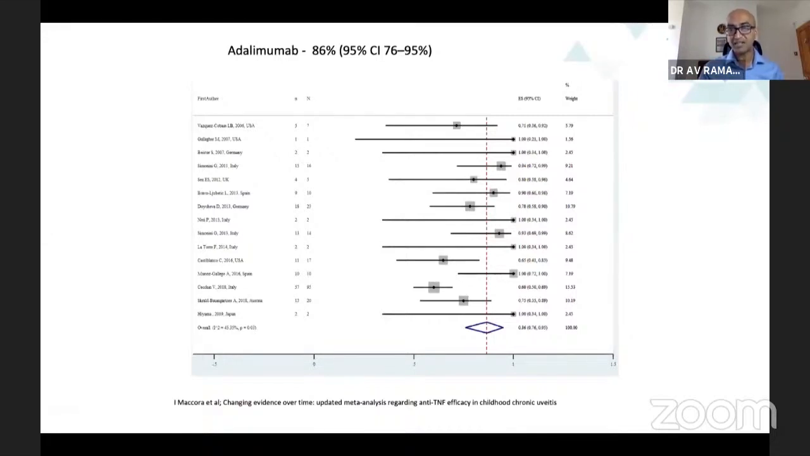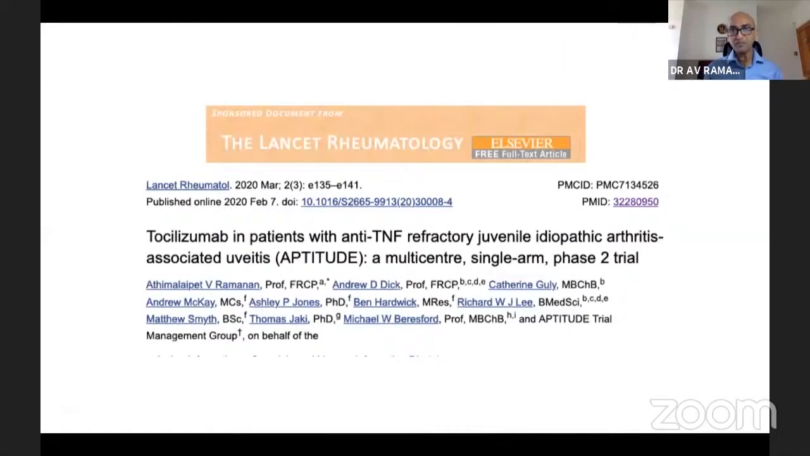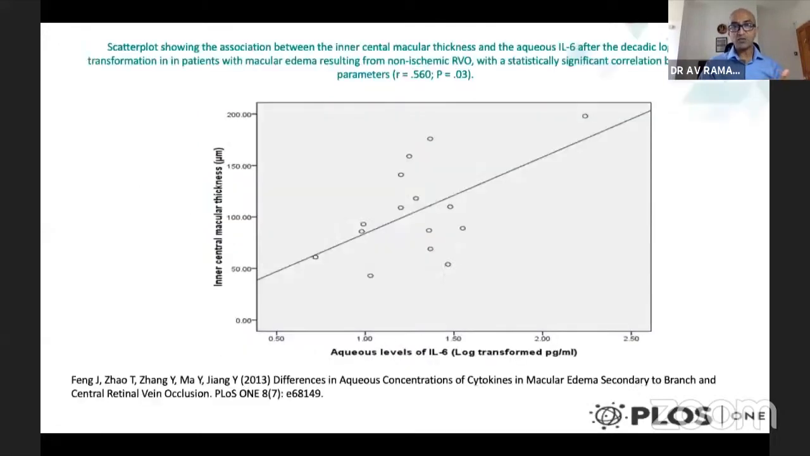So this meta-analysis really reiterates the message that adalimumab is the anti-TNF of choice, both in adults and children with uveitis. But we know from our studies, as well as our clinical experience, that not every child or adult responds to adalimumab. There is still about 25 to 30% of patients who are refractory to anti-TNF. So what are our agents for those who are refractory?